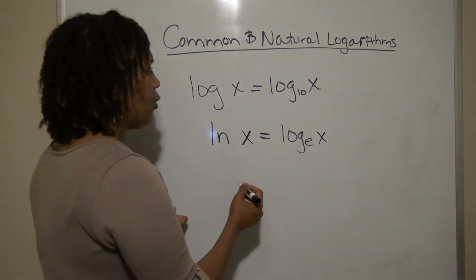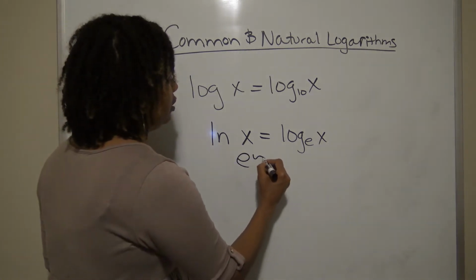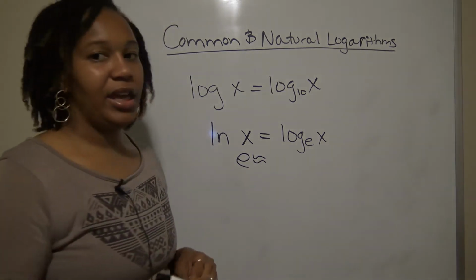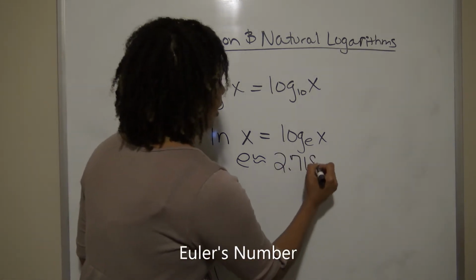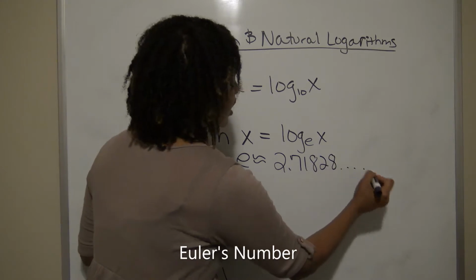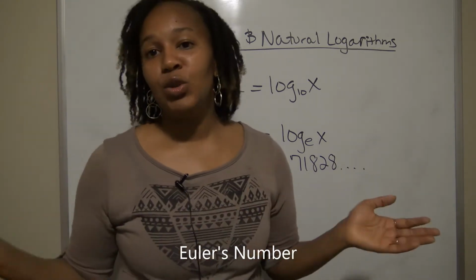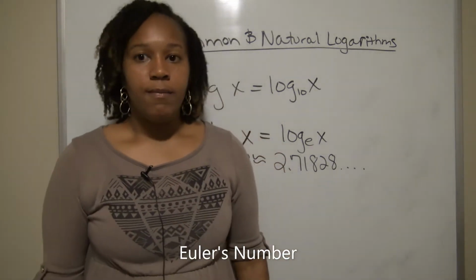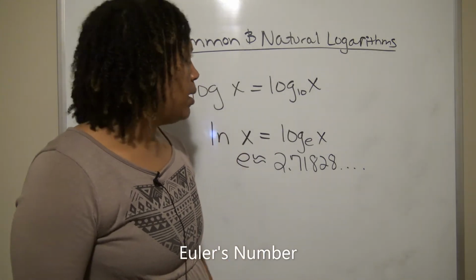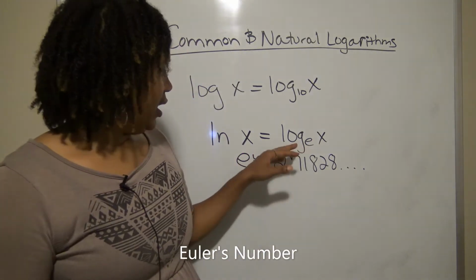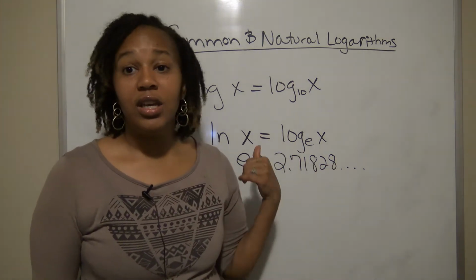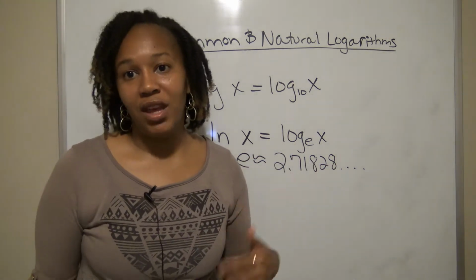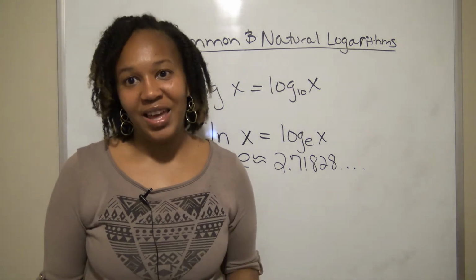Now recall when we talked about exponential functions, we defined e to be Euler's number, which is approximately 2.71828 and some more numbers. It's an irrational number, so it keeps going with no pattern. It's not a repeating decimal, but that is the value of e. And so natural log is log base e of x, and it is the inverse function of the exponential function e to the x.